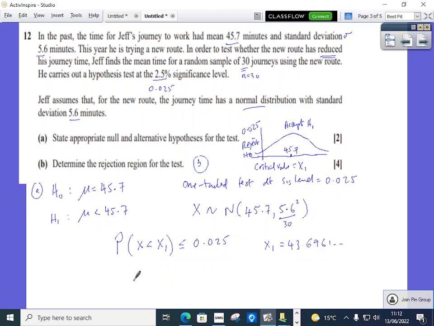So I'm just rounding the figures. So the rejection region is when x1 is less than 43.7 minutes. Is it minutes? Yeah. So that's your rejection region. Any value that is 43.7 or less, you would reject the null hypothesis, and the mean would have been reduced by that, and that is it.